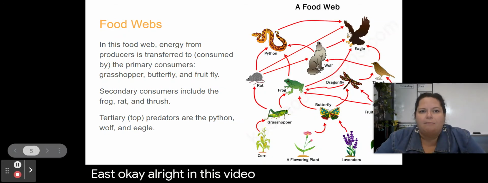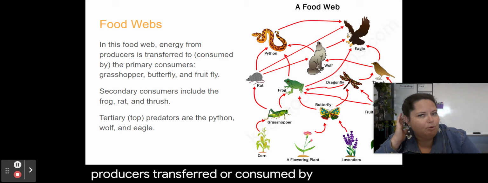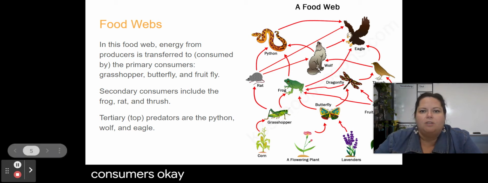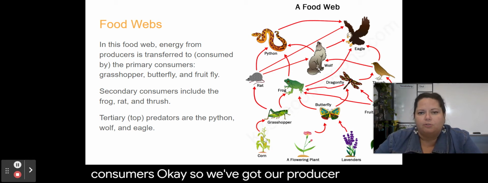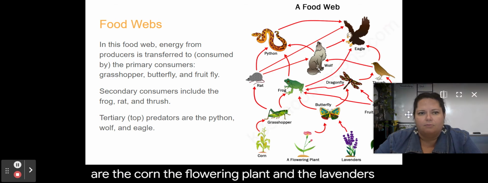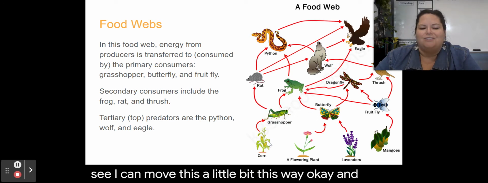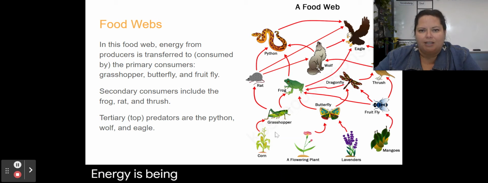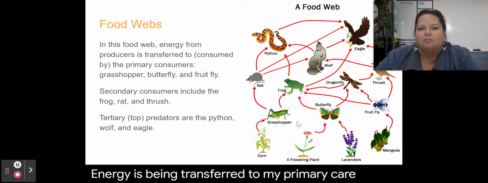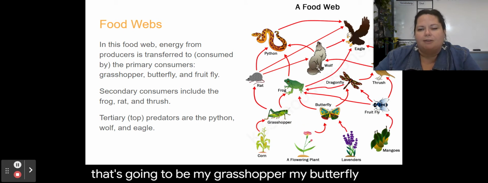All right, in this food web, energy from the producers is transferred to or consumed by the primary consumers. So we've got our producers, which are the corn, the flowering plant, and the lavenders. And so that energy is being transferred to my primary consumers. Primary consumer means first level of eater. So that's going to be my grasshopper, my butterfly, and my fruit fly.